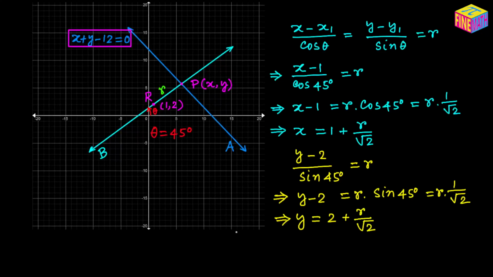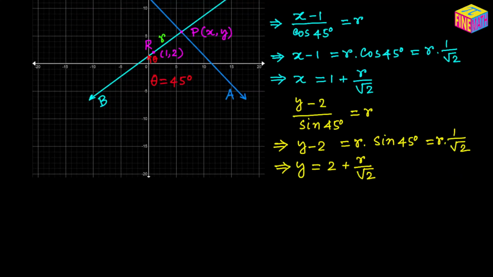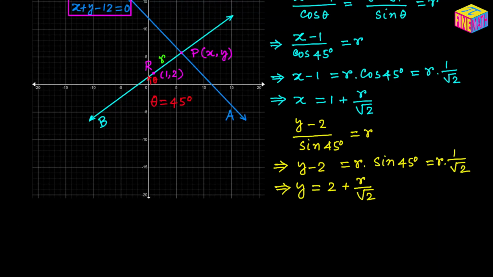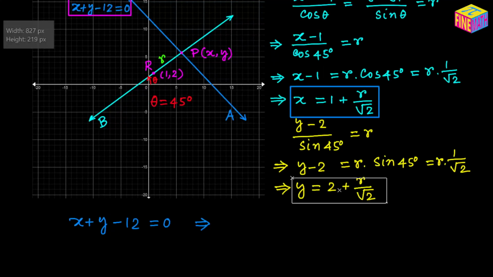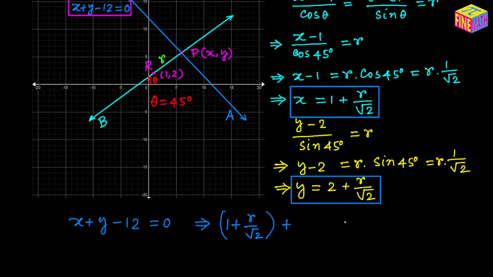P's coordinates must satisfy that equation, and in that case we are going to plug in the values of x and y in the equation there. And what is the equation in this case? The equation is x plus y minus 12 is equal to 0. If we plug in the values of x and y here, what is x in this case? Well, x is like this right here. Let me highlight it. So this is x and this is y right here. We are going to use the values of x and y in this equation. So x is actually 1 plus r over square root of 2, plus y, which is 2 plus r over square root of 2, minus 12 is equal to 0.